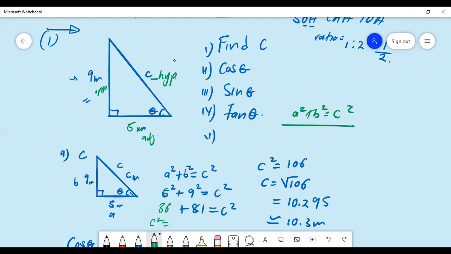So let's use the other one. 5. So this is 5 meters. So this is also 25. So when you get your C, it was 10 point what? 10.3. That's the hypotenuse.